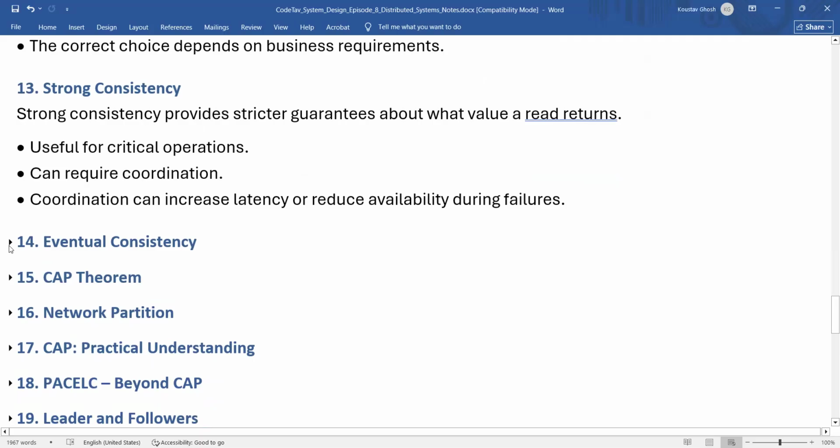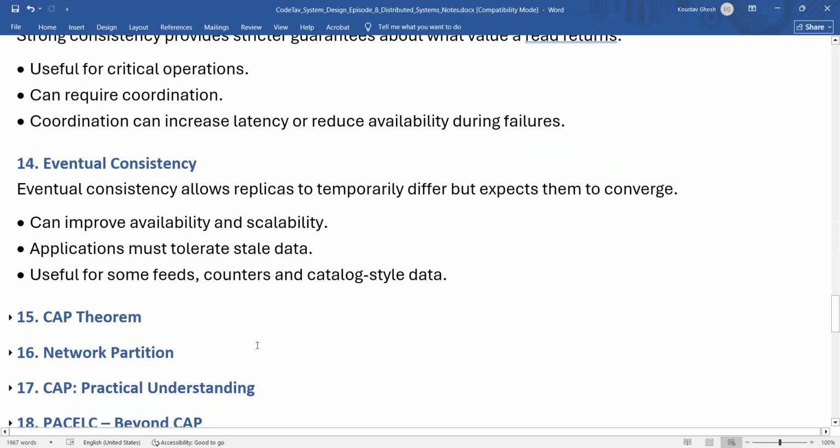Okay. Next is eventual consistency. So with eventual consistency, different replicas may temporarily have different values, but if no new updates happen, eventually they should converge to the same value.